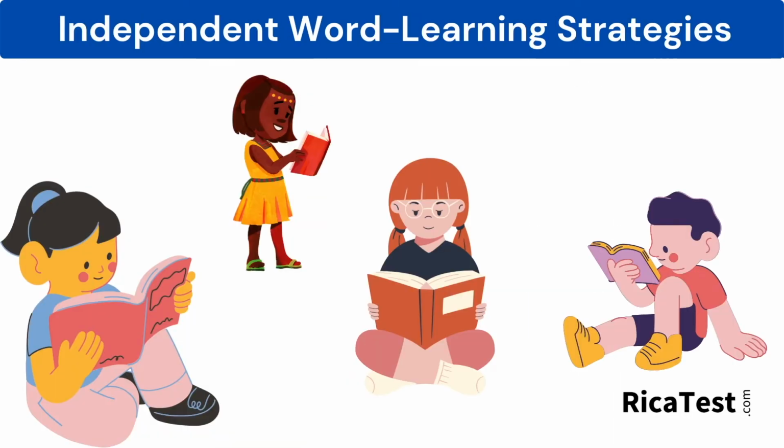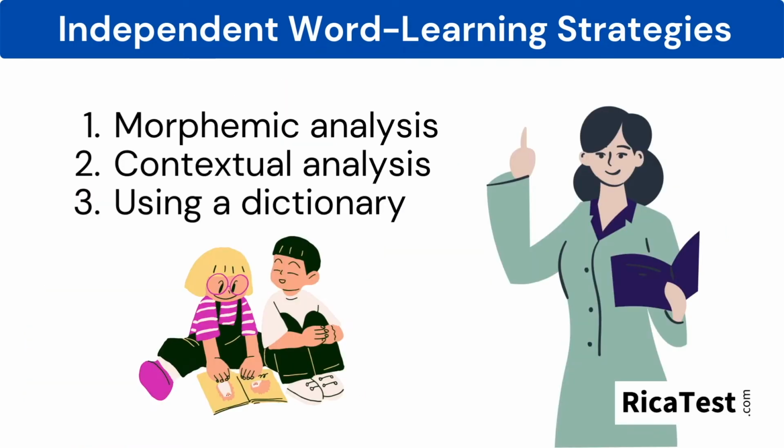The RICA test will require you to demonstrate your understanding of explicit instruction for independent word learning strategies in order to help students determine and verify the meanings and pronunciations of unfamiliar words. Let's cover this now. Make sure to use these three independent word learning strategies on your exam. First, we have morphemic analysis, contextual analysis, and using a dictionary. Let's go over the meanings of all three.